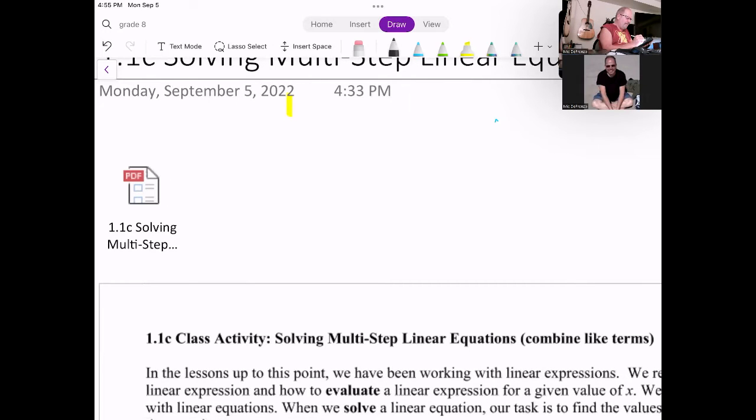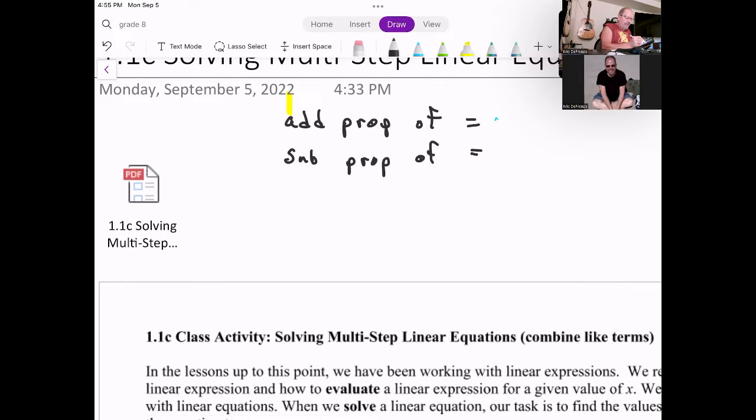We had the addition property of equality, which meant that we could add the same thing to both sides of an equation and not change the outcome. We had the subtraction property of equality, meant we could subtract the same thing from both sides. We looked at this as though it was a pan balance.